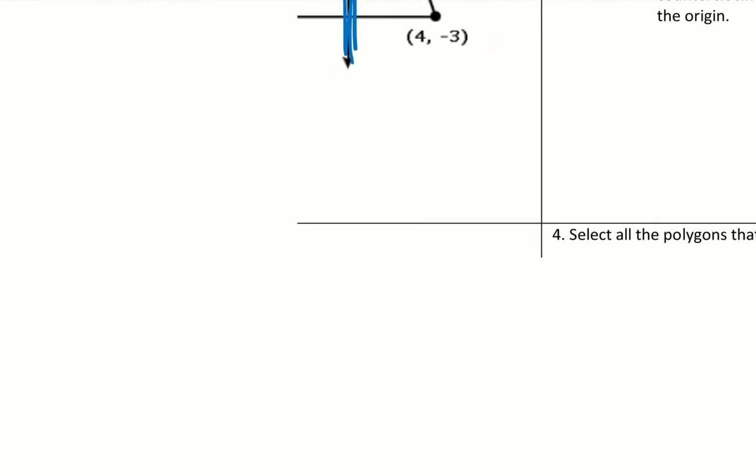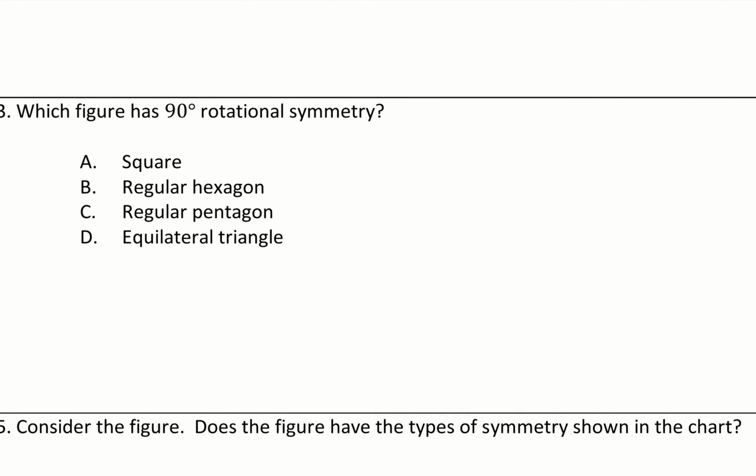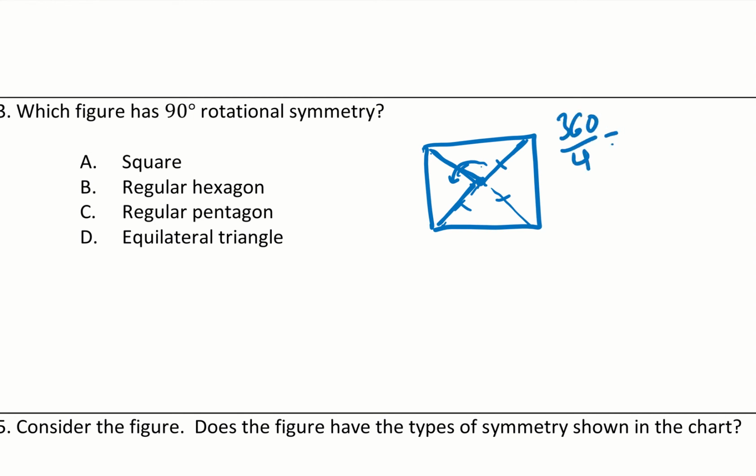All right, so for number 3, which figure has 90-degree rotational symmetry? If I look at a square and I want to figure out the rotational symmetry, the way I think of it is you start in the middle and break this up into some pieces here. Now we know that for a square, these are all the same length, so these are all identical pieces. If I were to take this piece and rotate it, I would get this piece, right? So that means, since these are all identical, it would be 360 divided by 4 pieces, which is 90.